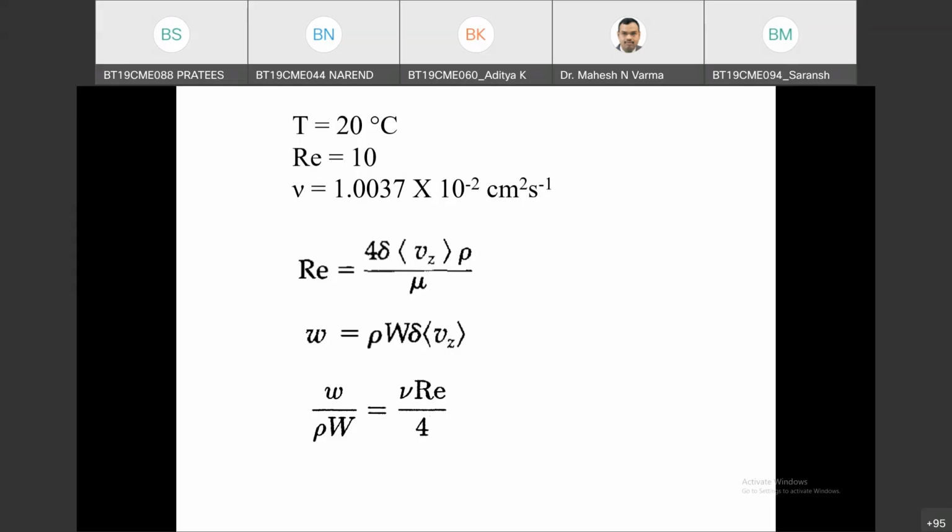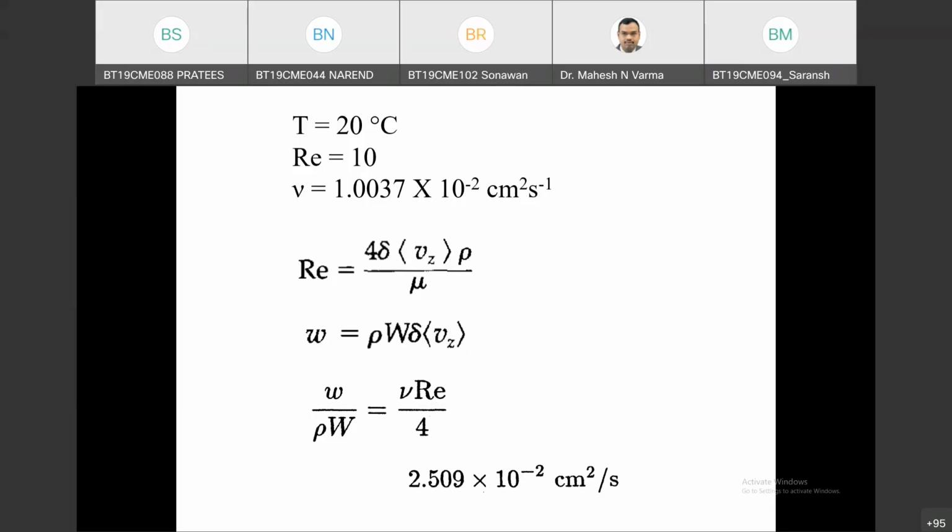Sir, it'll be close to 0.025, sir. What is the unit? Meter cube per second, sir. Meter cube or centimeter cube? Centimeter cube, sir. So it is 2.5 into 10 raised to minus 2 centimeters square per second.